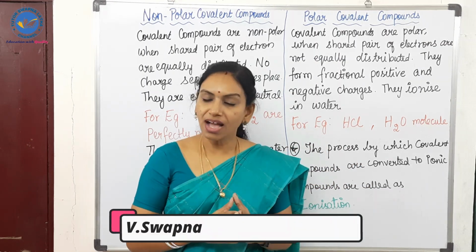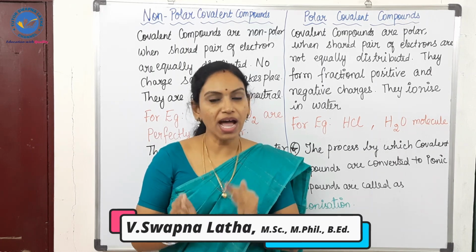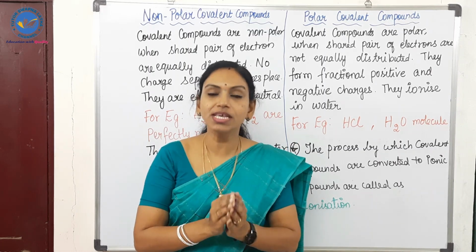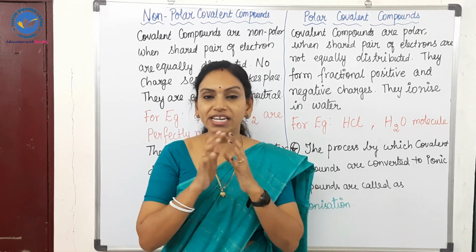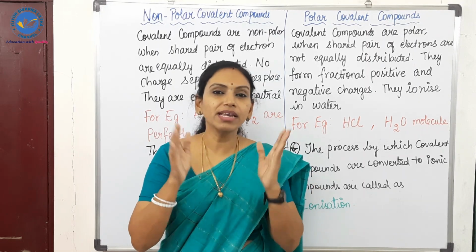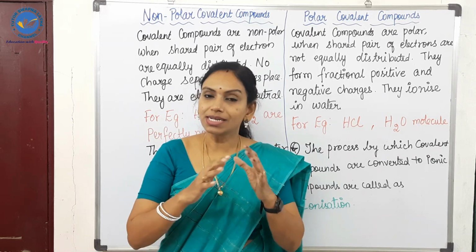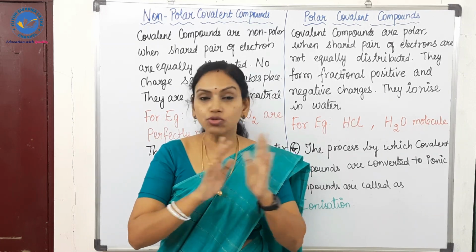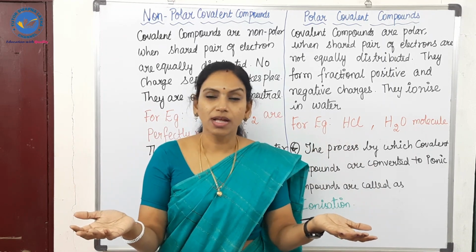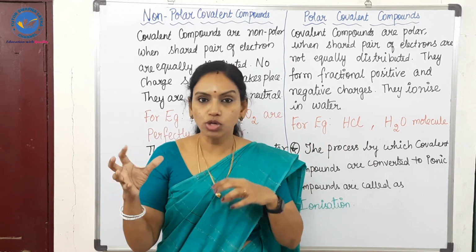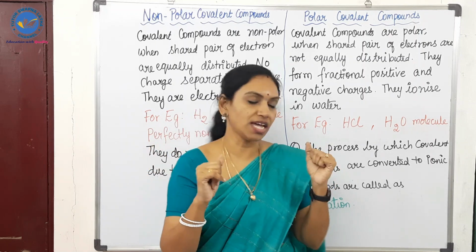They both will have fractional positive and negative charge, which means they have partial positive and partial negative charge, which is highly unstable. That is not stable throughout the period. They will again become non-polar molecules. So that is fractional positive and fractional negative charge.